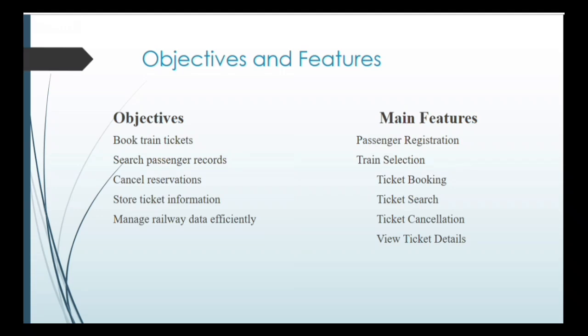Next are the main features. This system includes several important features that make it practical and useful, like passenger registration, train selection, ticket booking, ticket search, ticket cancellation, view ticket details, etc. These features together make the system complete and efficient for handling basic railway reservation operations.